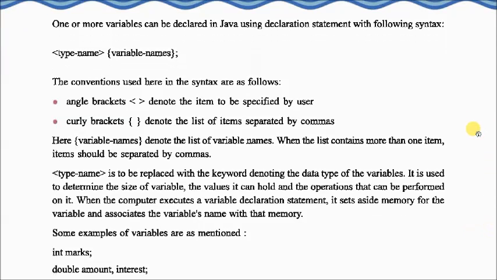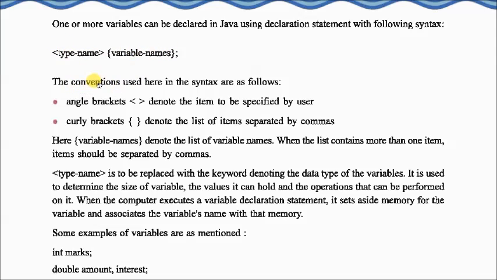One or more variables can be declared in Java using a declaration statement. How can you declare the variable? So here, see: type name, which is the variable's data type, and the name. Here also, variable name means which type of data is there, and the variable.